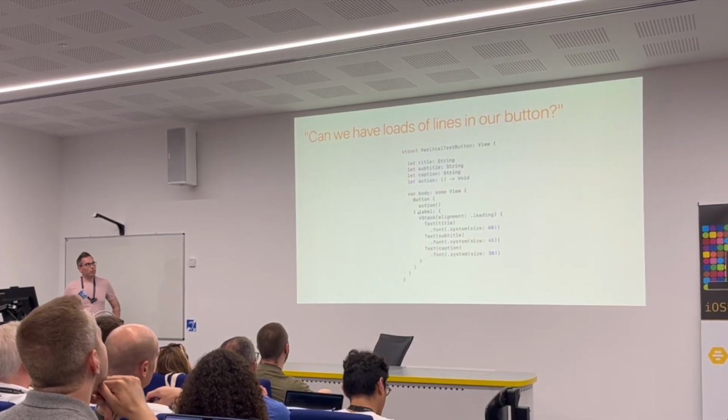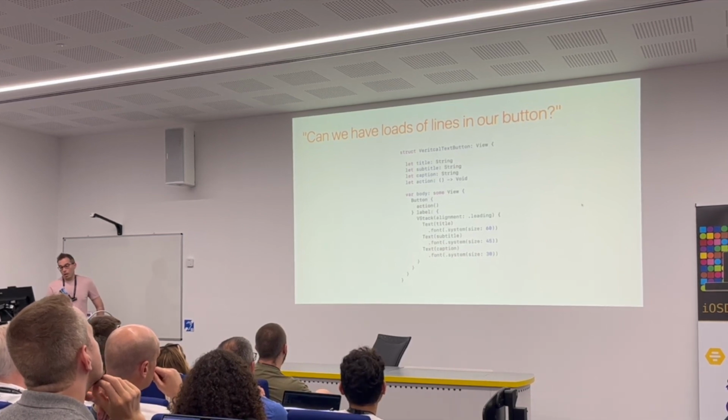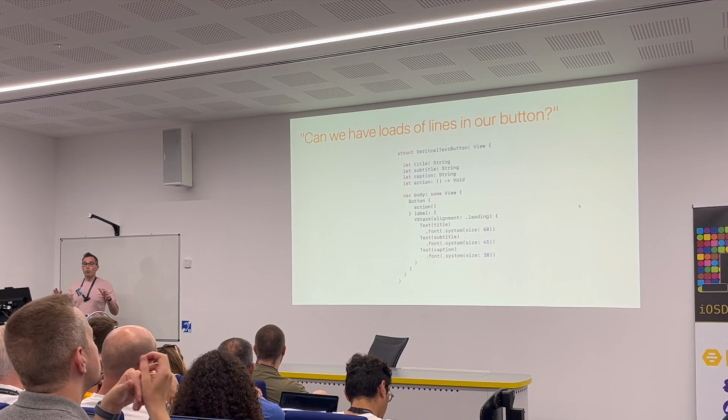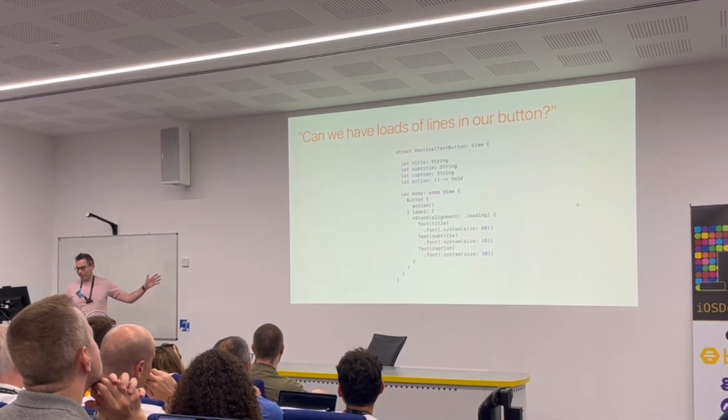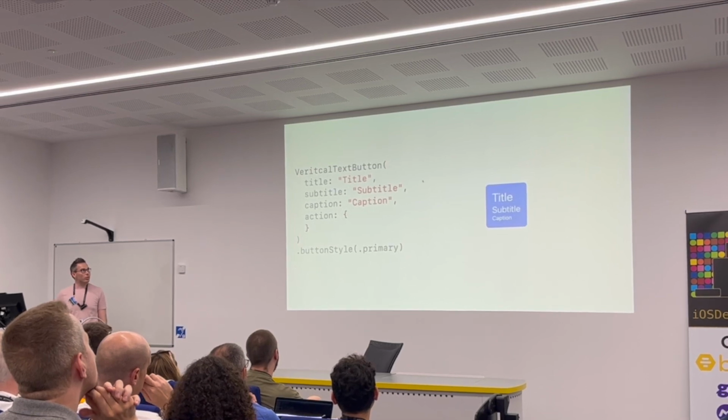We could make this vertical text button, right? As the title, subtitle, caption, action. Can we all just assume that we know that we don't do this now? Right? This is not the way to do it. Like, yes, great, it's going to give us the thing we want, but hey, we've just invented another button.